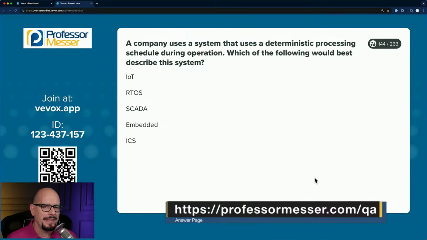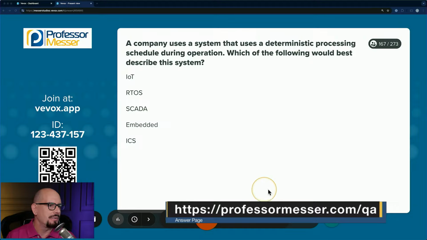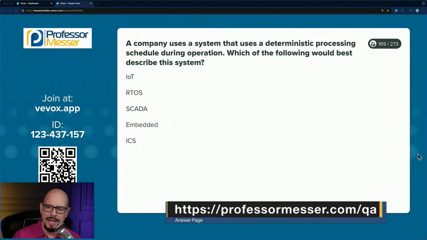Hopefully you're familiar with this scenario, this particular instance. I don't want to give too much away on this one, so we're simply going to let you think about this one and what it might be. As always, you can submit your answer by visiting professormesser.com/QA. This might be one that you're familiar with. Maybe you've worked with these before. I think this might be a good one to work through. I'd like to see what you do with this one.